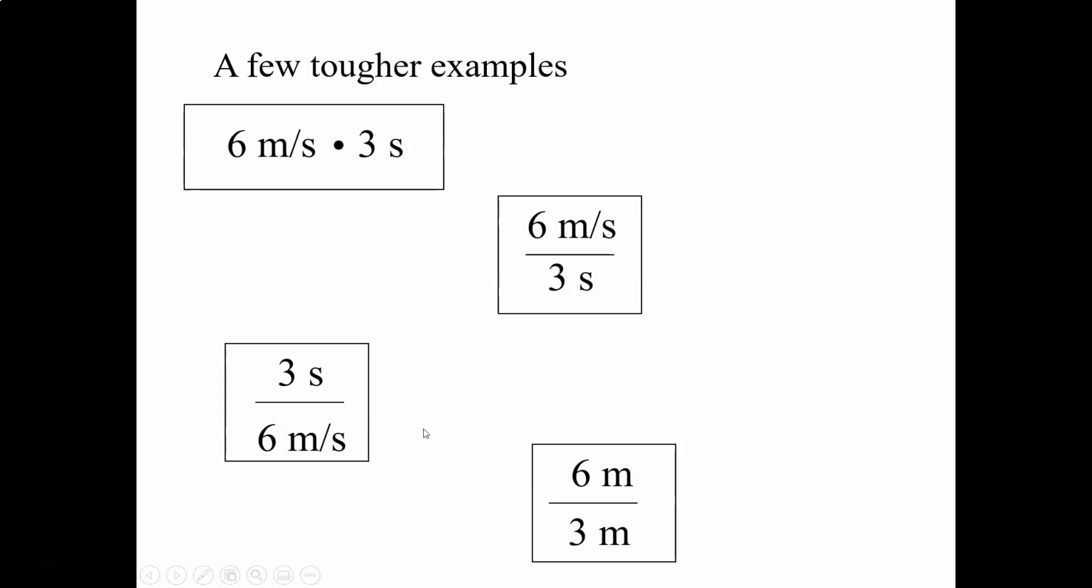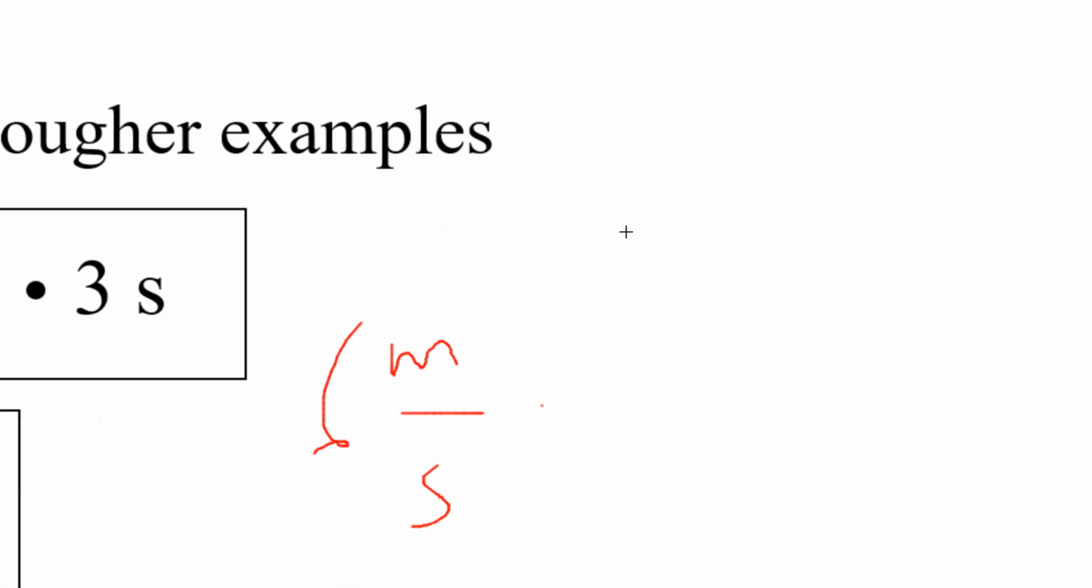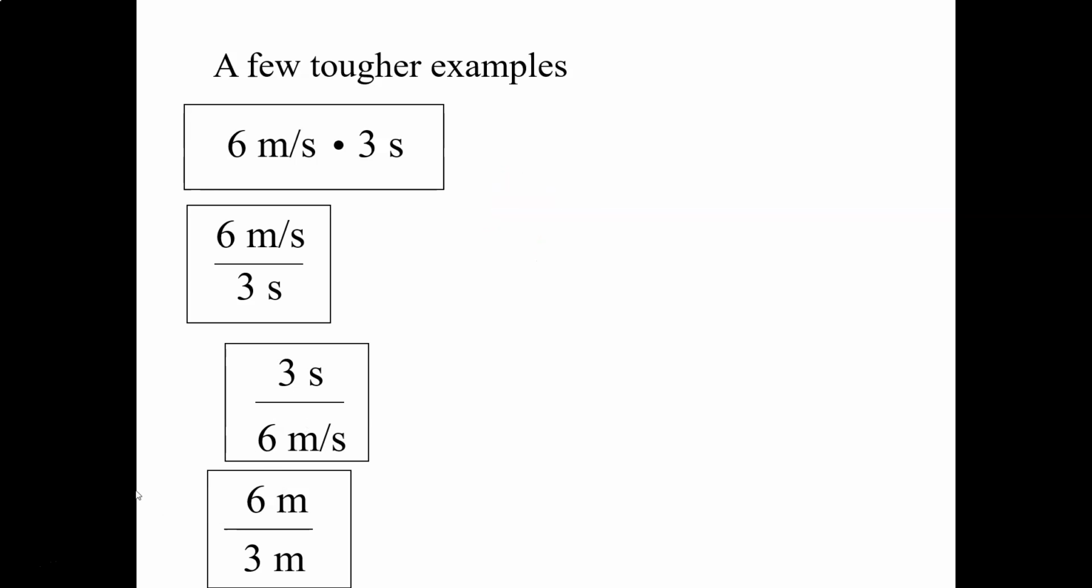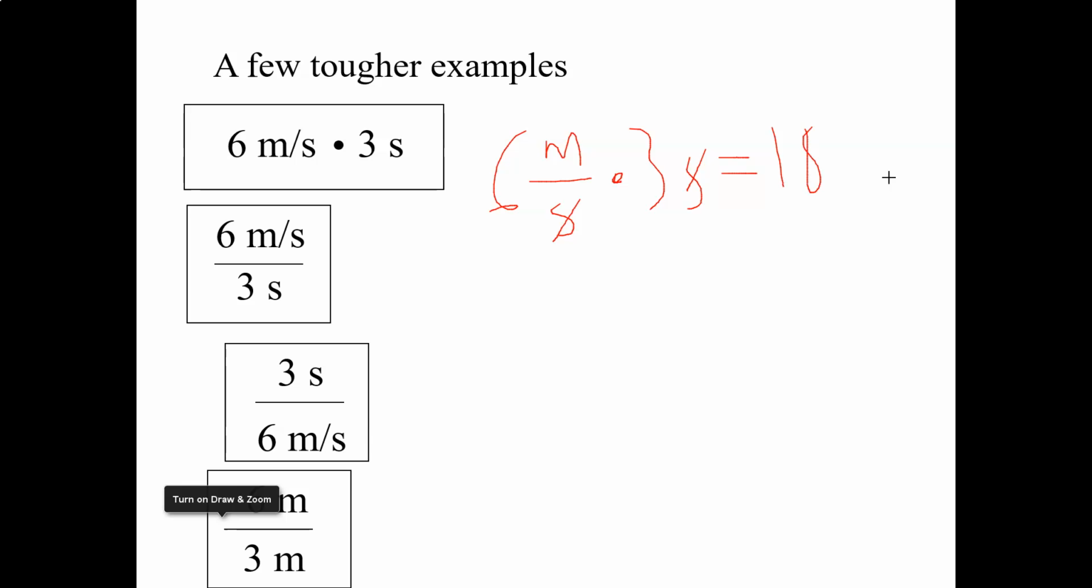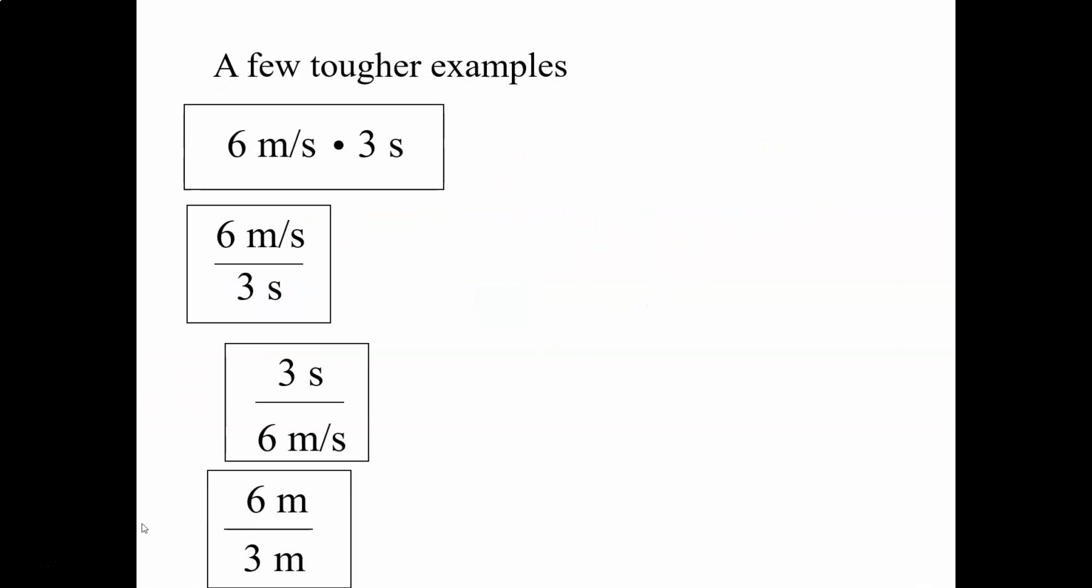Okay, a few other examples here. I'm going to try to do these on my screen here for you. So we have 6 meters per second times 3. That didn't work. I'm going to try to draw these on. 6 meters per second times 3 seconds. Well, this second here is going to cancel with this second down here. So we're going to have 18, right? And meters is going to be our answer. Meters. All right, so that's the first one. That did not go that well.